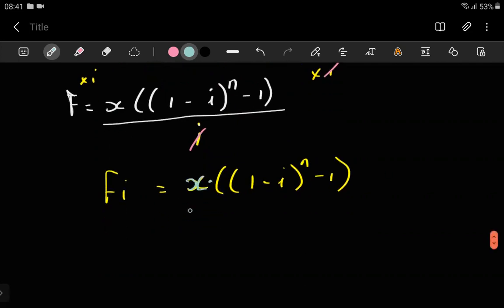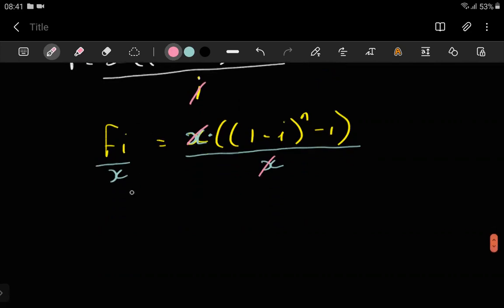So to get rid of x, you're going to divide by x. So divide by x here, divide by x there, and then this goes away. And then you're going to have fi over x, the whole thing equal to now 1 minus I to the power of n minus 1, you see.